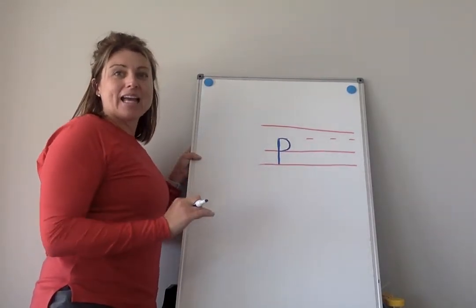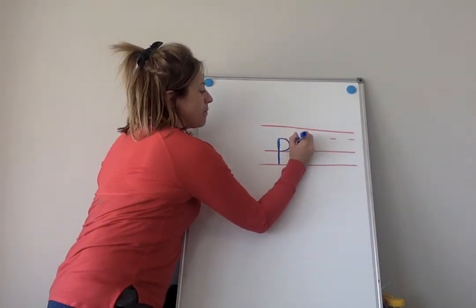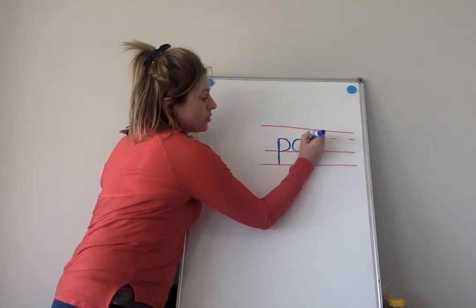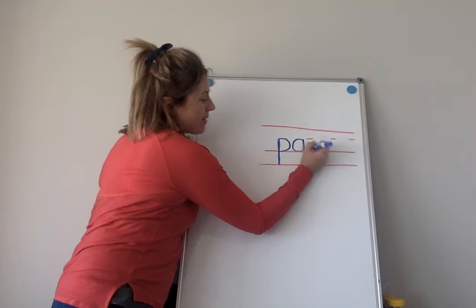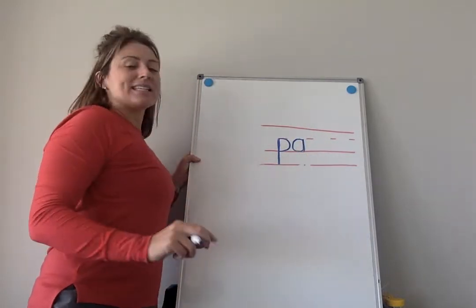A is the next sound, and A is a plain line round letter. So you're going to start it on the plain line, you're going to go back and around, touch the grass line, straight up to the plain line, and then trace it right back down to the grass line. P-A. And then that last sound is K.